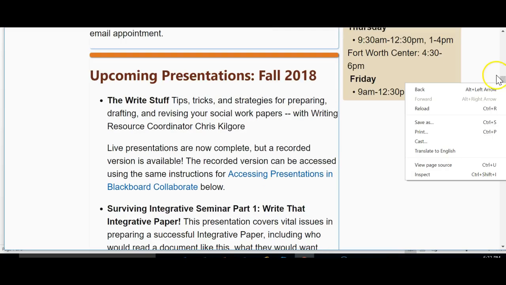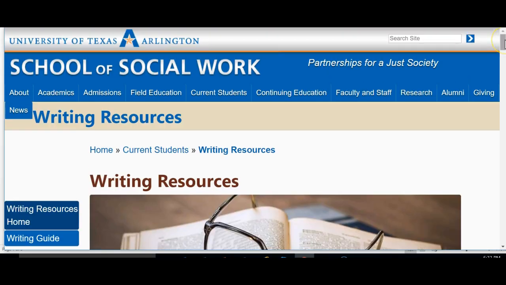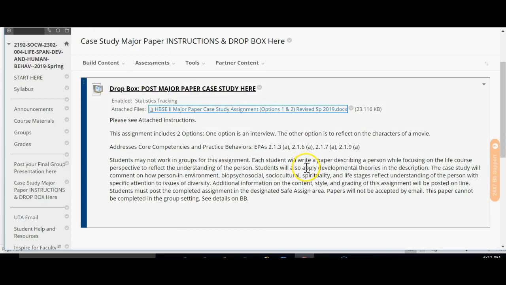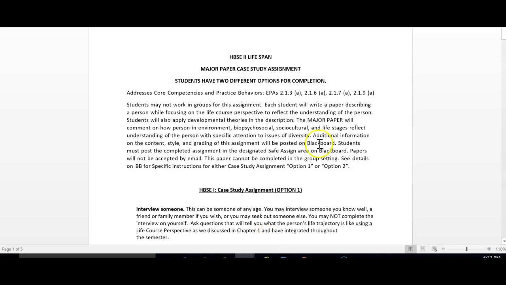If you do intend to major in social work or get your degree in social work, you are going to want to know who this is and use him as a resource long before you start your papers. Okay, so I'm going to go back to our tab with the major paper case study. And here we are. This is important to all people who might be writing in their career.